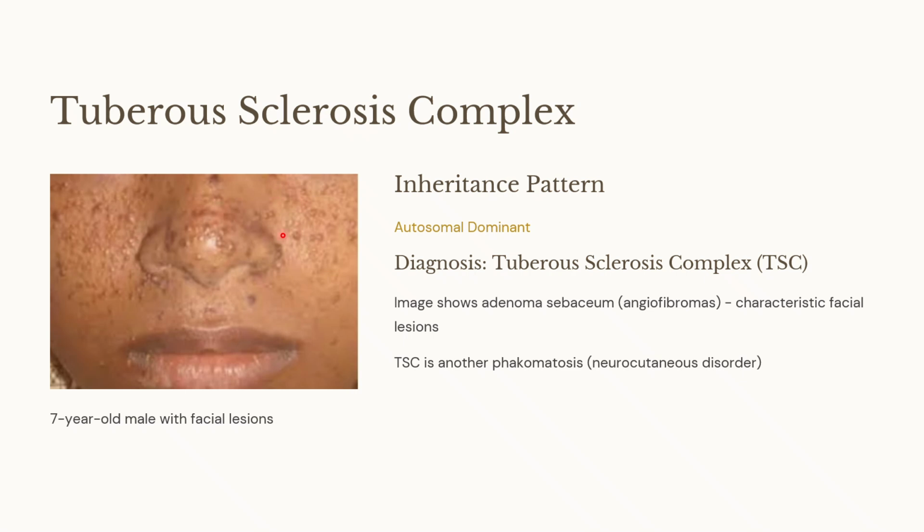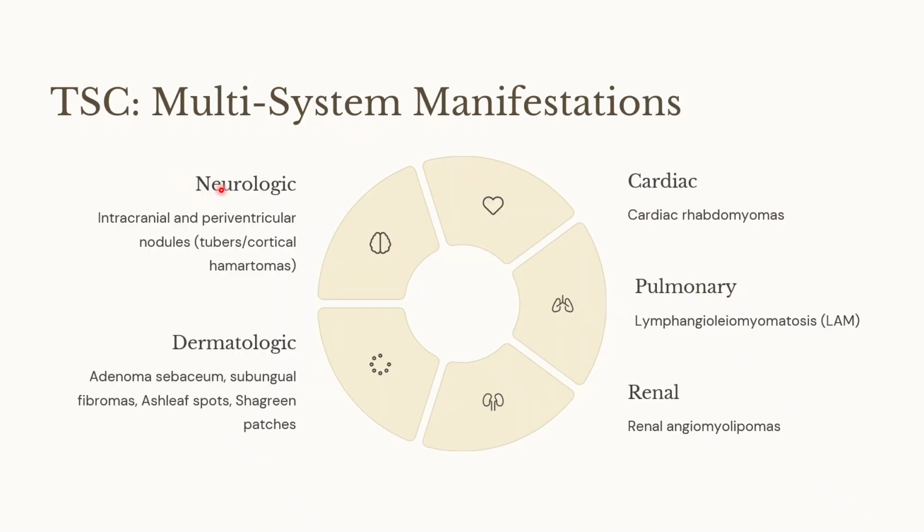The picture can be given and they can ask you to find out the inheritance pattern or the disease. This picture is indicating adenoma sebaceum. Adenoma sebaceum is a component seen in tuberous sclerosis complex. What are the other features? One is adenoma sebaceum, as you see here, which is angiofibromas, a characteristic facial lesion. The other ones are intracranial and periventricular nodules, the tubers, resulting in the name tuberous sclerosis.